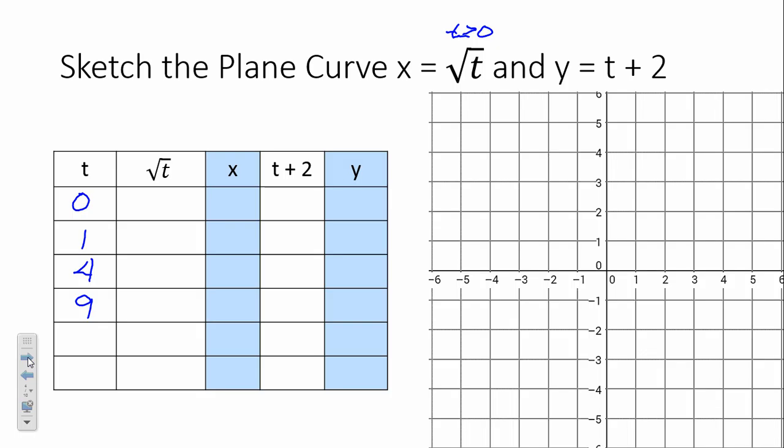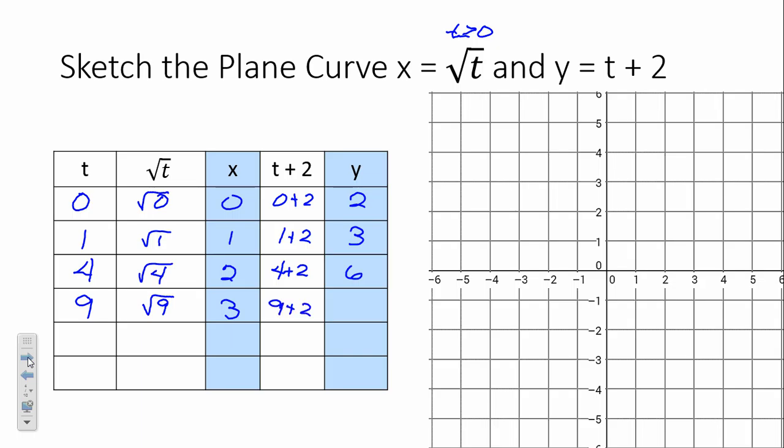Okay, so let's try these numbers then. What is the square root of 0? What's the square root of 1? What's the square root of 4? And what's the square root of 9? Right? Same values for t. Let's plug them into our y equation. 0 plus 2, 1 plus 2, 4 plus 2, and 9 plus 2. Okay, I might have gotten too big here.